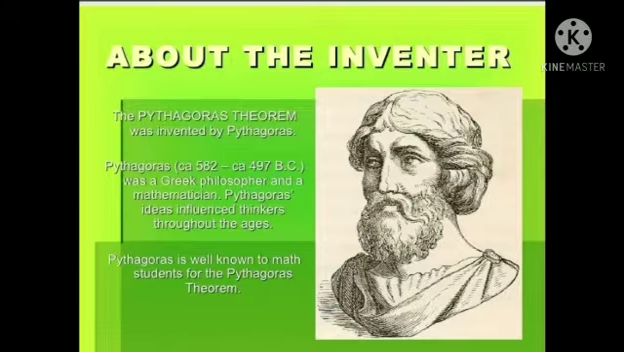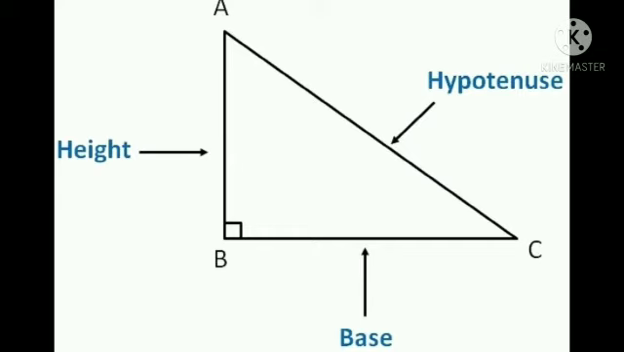In his theorem, what has he proved? He has proved that in a right angle triangle, the square of the hypotenuse is equal to the sum of the squares of the other two sides. Now let's see how Pythagoras proved his theorem. Here he has proved that the squares of the two sides together equal the square of the third side.